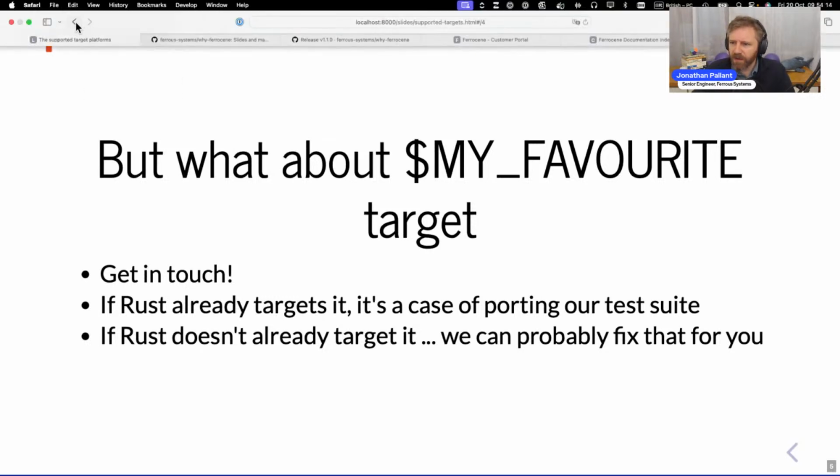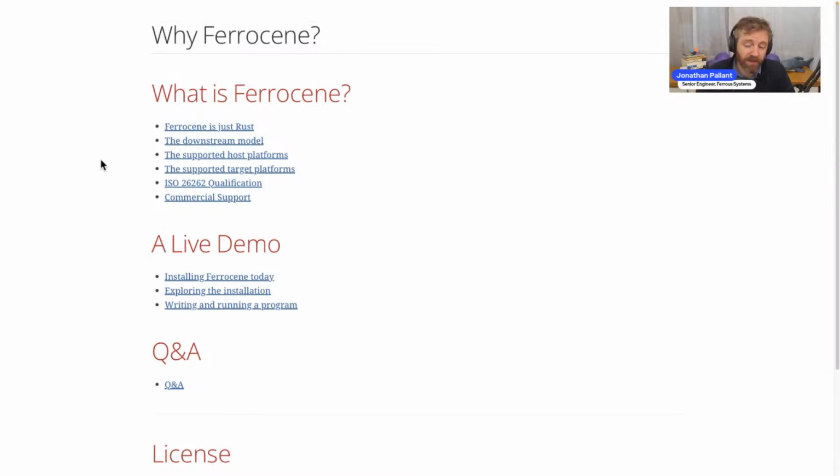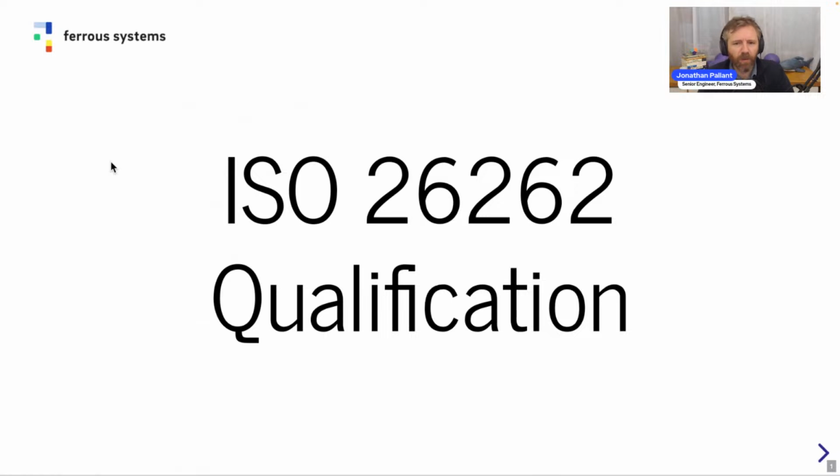So there's a few words about the supported host, 64-bit Intel, Linux, and the supported targets, 64-bit Intel, Linux again, and AArch64 unknown none, bare metal, 64-bit Cortex-A. Now, I want to talk a little bit about the qualification process that we went through for ISO 26262.